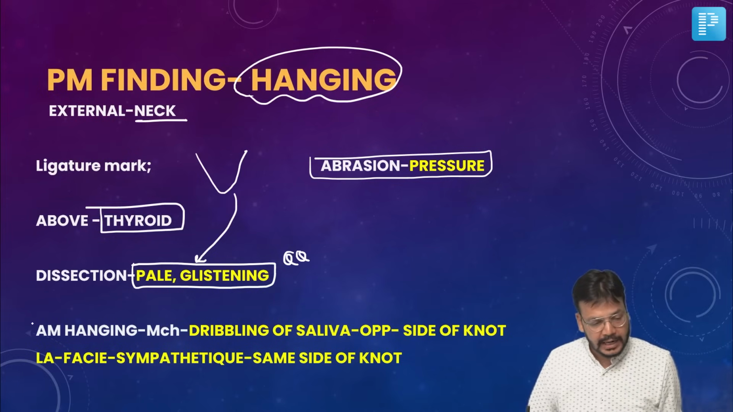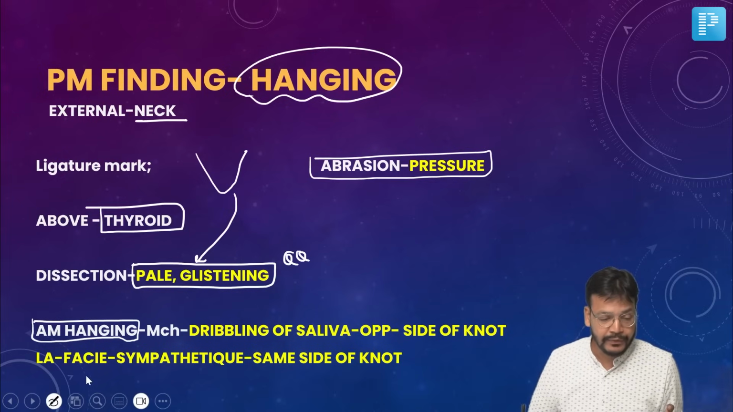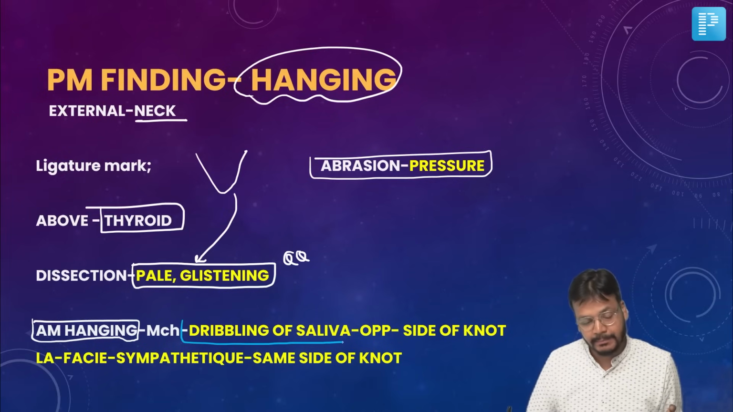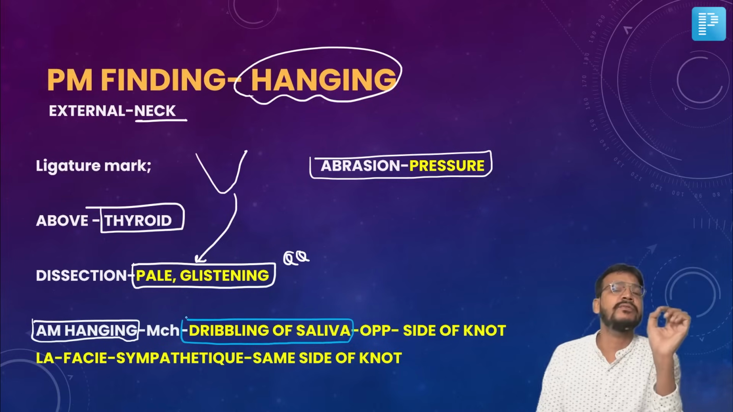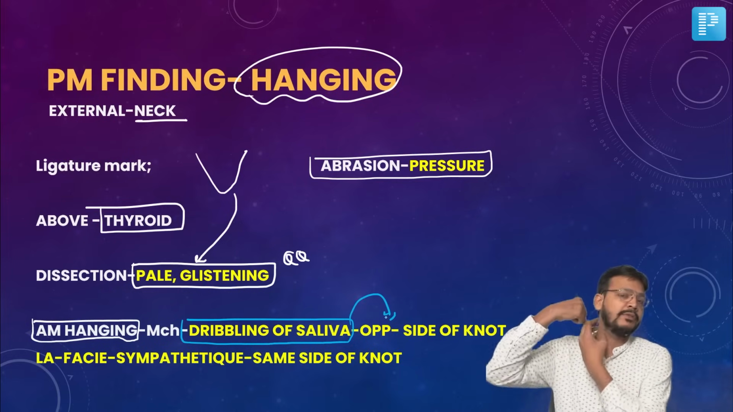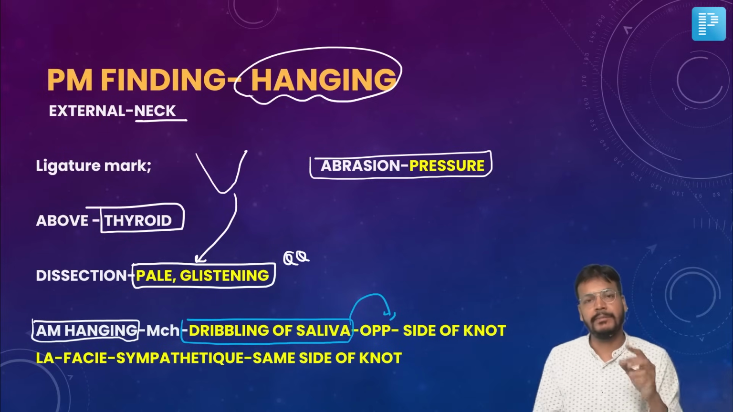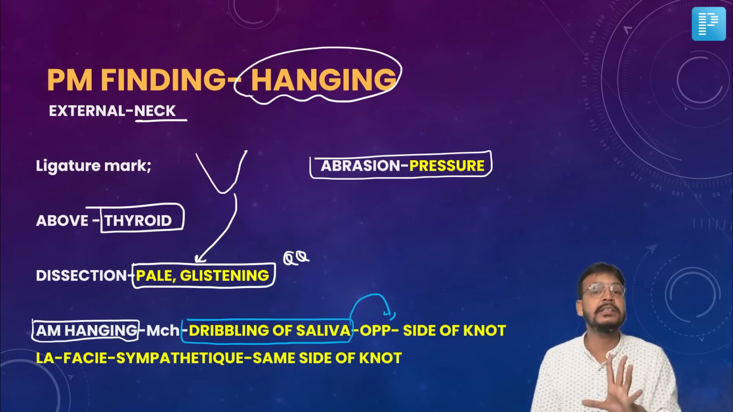And doctor, what are the 2 findings of antemortem hanging? After dissection of the ligature mark, pale and glistening area, what are the 2 findings of antemortem hanging? Number 1, the most characteristic finding is dribbling of saliva. It is seen on the opposite side of the knot. If the knot is here, the maximum pressure will be here, and the saliva will be dribbled.